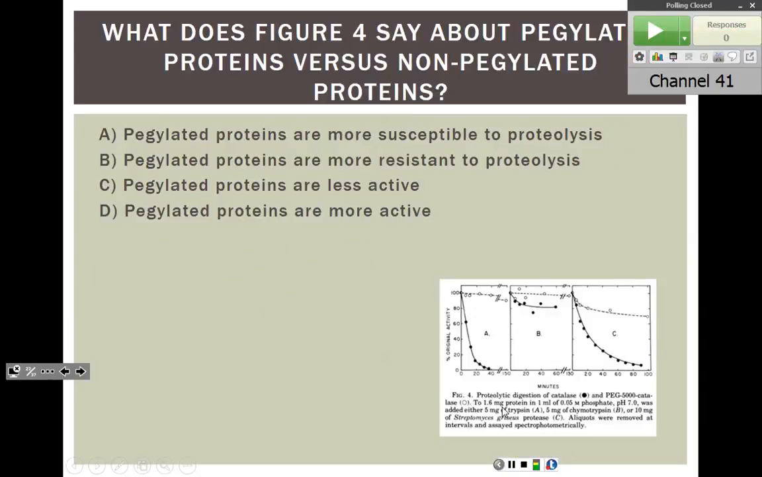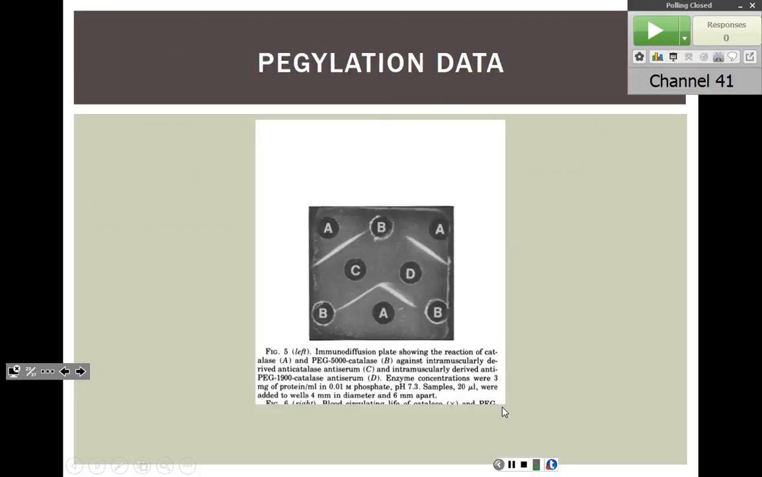So let's look at another bit of data regarding pegylation. And we'll look at figure 5 here. All right, so first, let's look at the figure legend. This is an immunodiffusion plate. I'll have to tell you what an immunodiffusion plate is. But first, let's identify all these little holes.